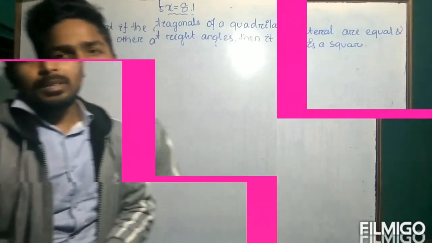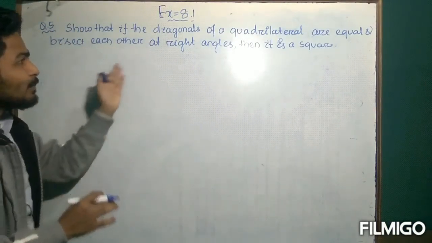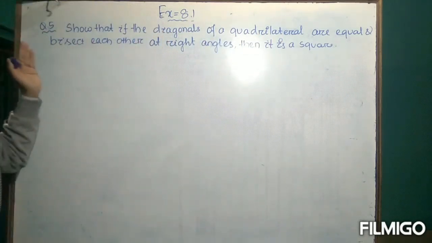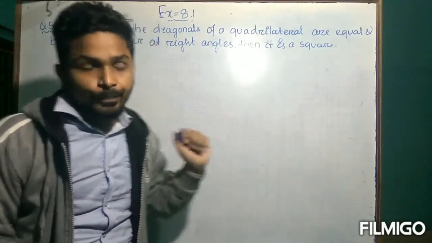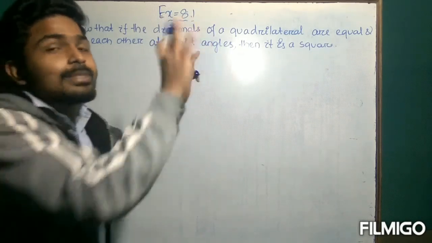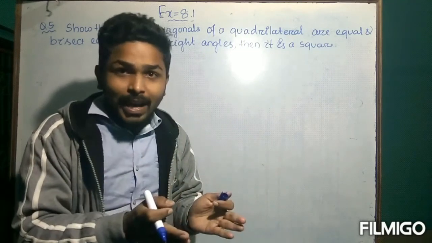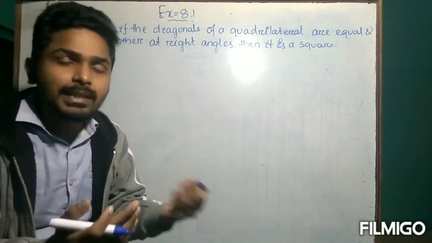So let us solve question number 5. Here we have to show that if the diagonals of a quadrilateral are equal and bisect each other at right angles, then it is a square. If you analyze, then you can see this question is just the opposite of question number 4. In question number 4 we have a square, then we have to prove that its diagonals are equal and they bisect each other at right angles.